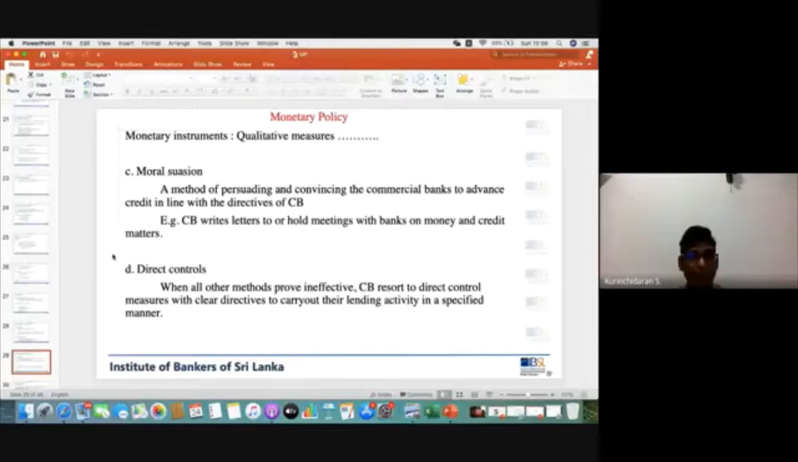And finally, direct controls. When all of the methods prove ineffective, the central bank resorts to direct control measures with clear directives to carry out their lending activity in a specified manner, right? So if you have given all these avenues, but still banks are not doing as you expect, then the central bank clearly says, this is our stand, you have to do it. Direct controls, right? So banks should do that.